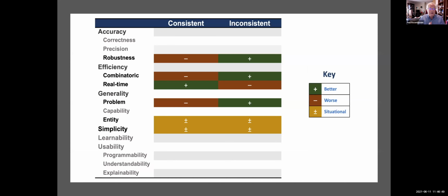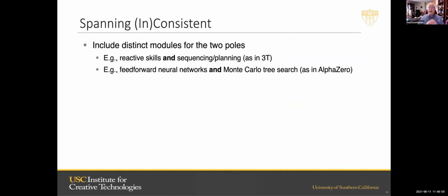Here, the trade-off can be looked at as basically real-time efficiency versus robustness, combinatoric efficiency, and problem generality. In terms of spanning, again, you can go with distinct modules. For example, reactive skills versus sequences and planners in 3T architectures, or feed-forward neural networks and Monte Carlo tree search, which is basically what AlphaZero combines, to get a consistent and an inconsistent component.